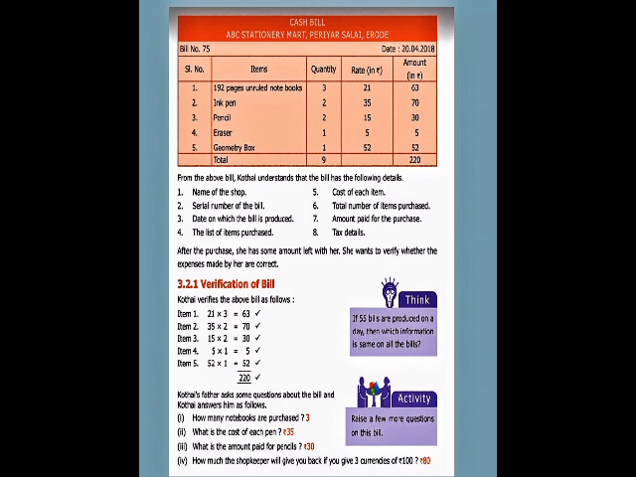Kodai is asking some questions here. How many notebooks did she purchase? 3. What is the cost of the pen? That is 35. What is the amount paid for the pencil? 30. How much will the shopkeeper give back if she gives 300 rupees? If she gives 300, what is the balance amount? The balance amount is 80. This is the way you have to prepare the bill.